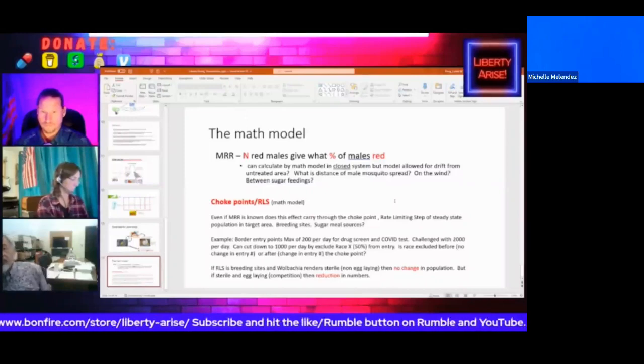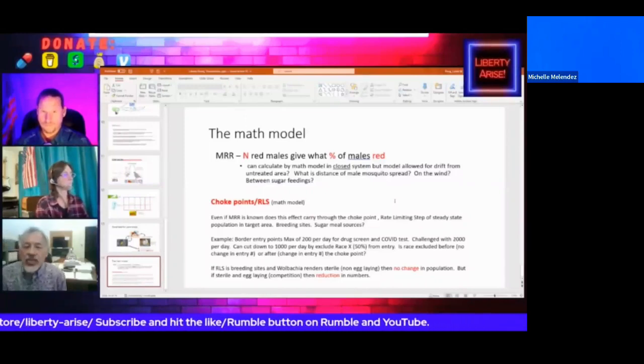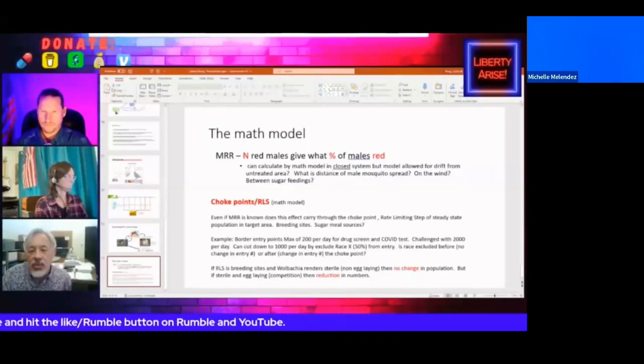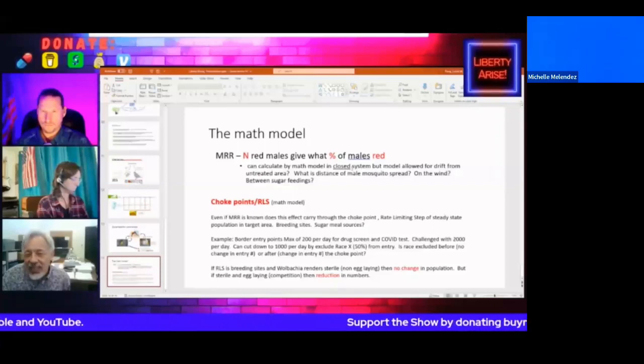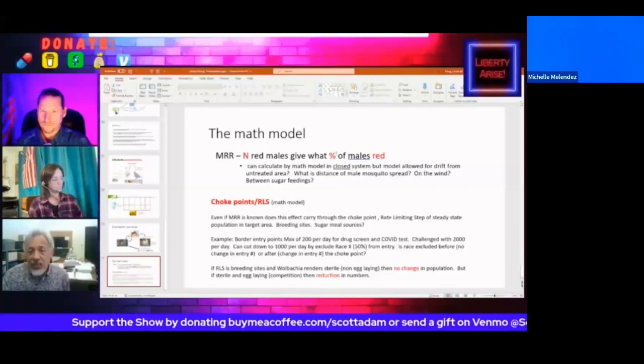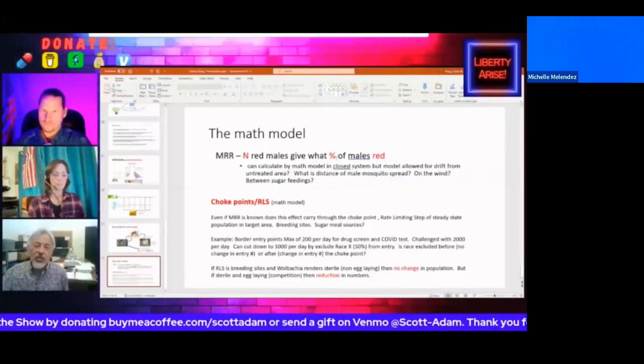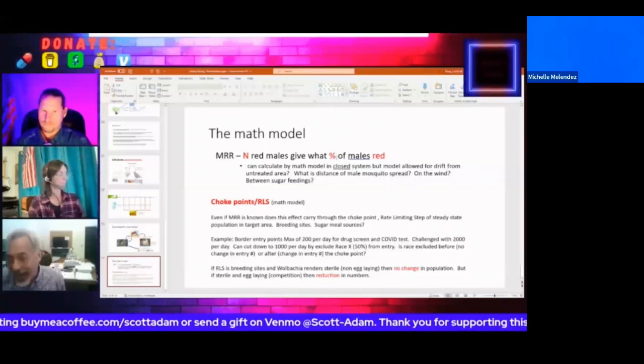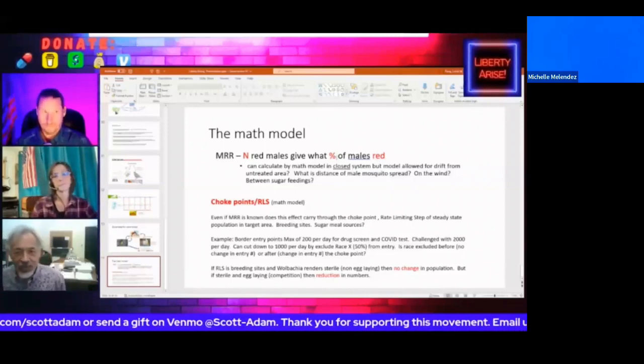Okay. You can calculate the percent of red males in a closed system. But from what I read, they got to give me the full text. Their model did not allow for drift from the untreated areas. So your percent males will drop. Some guys actually say, what if your red males blow out of the area? I don't know, that drops it even more.